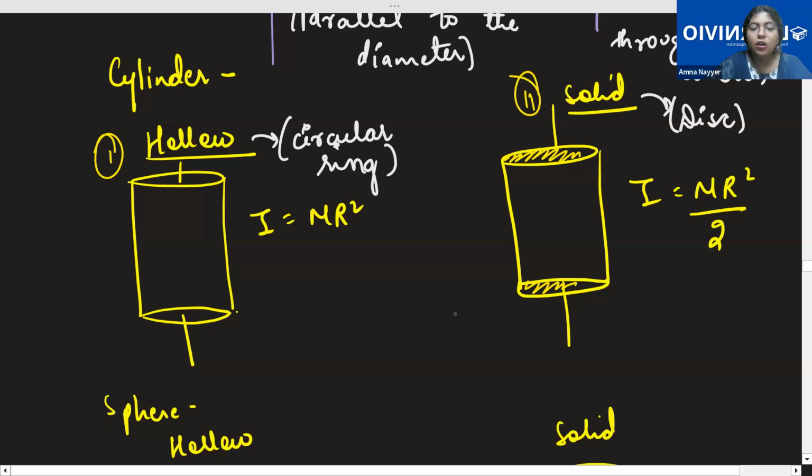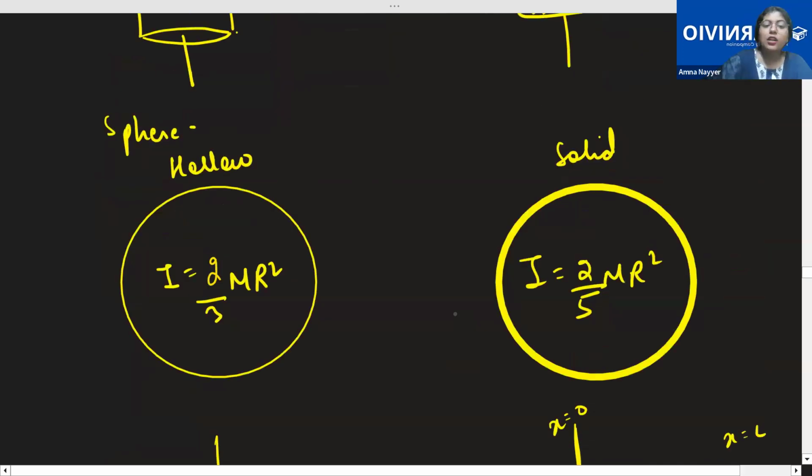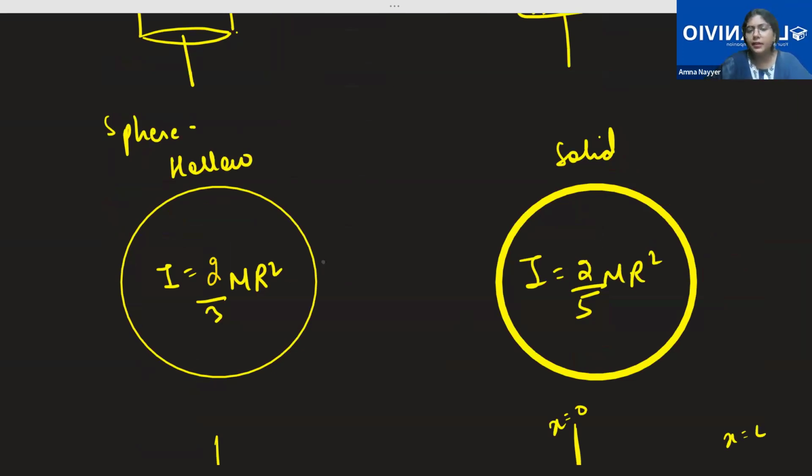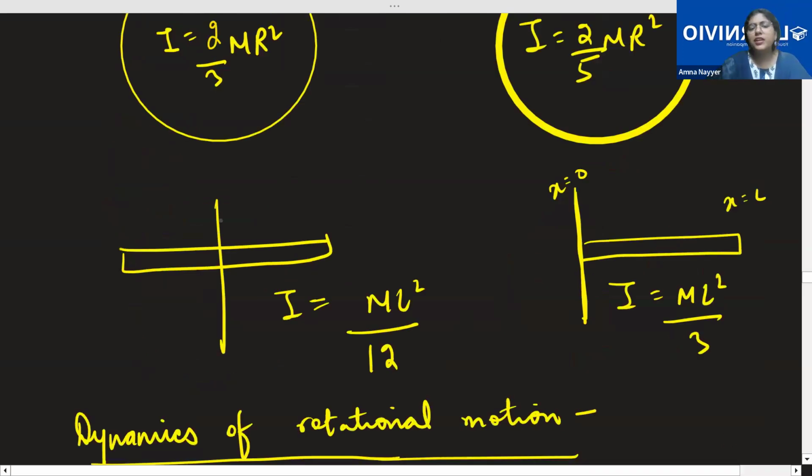So hollow and solid cylinder. Sphere: for a hollow sphere it's different, 2 by 3 MR square. Solid sphere, it's different, 2 by 5 MR square. Hollow means it's empty inside. Solid means complete mass is present within the sphere also. And for the rod, this we have derived also. So all these can be derived too.